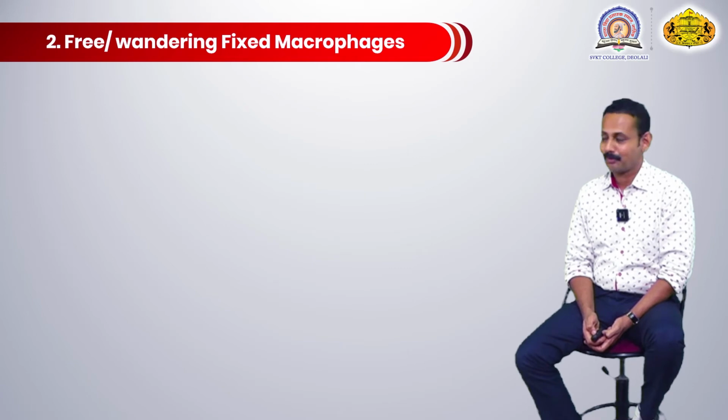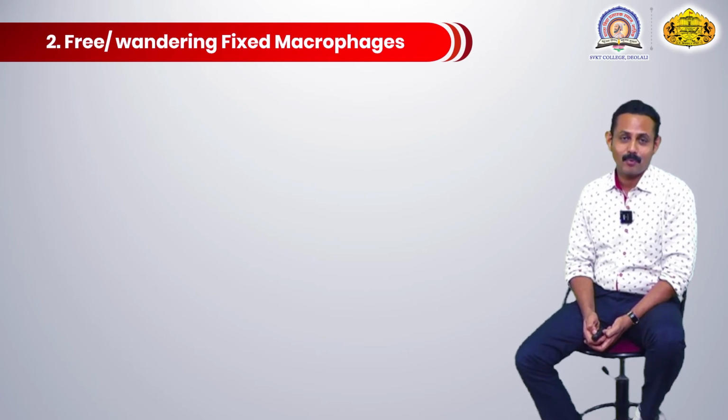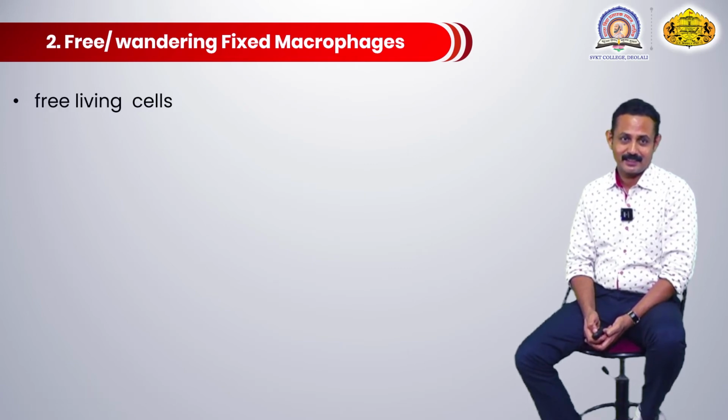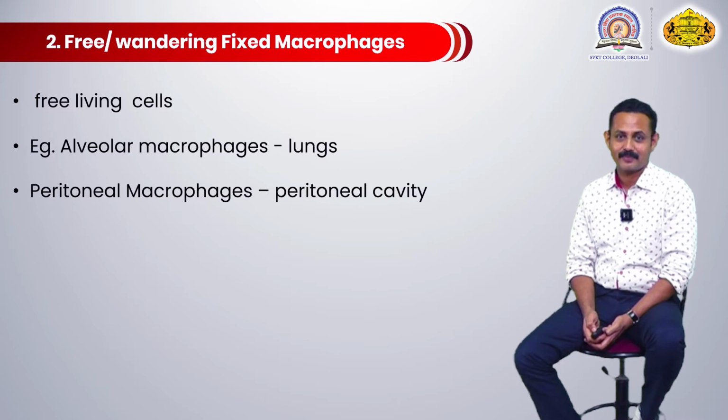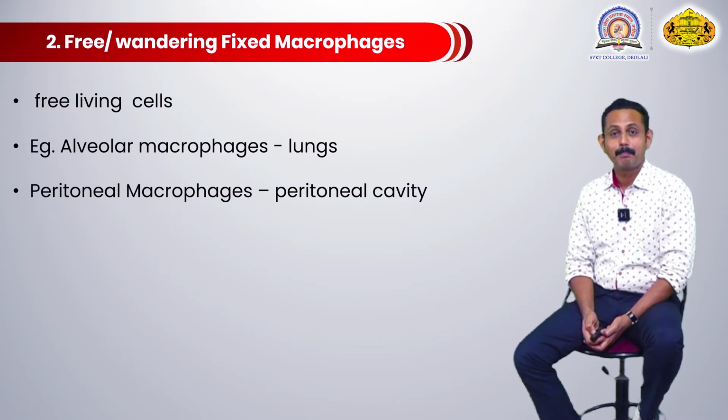The second kind of macrophages are the free or wandering macrophages. So they are free-living cells. For example, in lungs, alveolar macrophages are there, and in the peritoneal cavity, peritoneal macrophages are there.